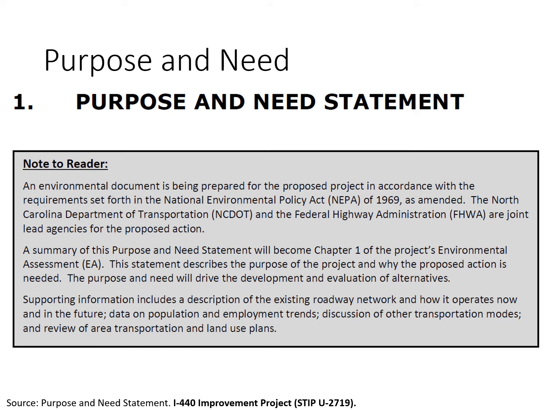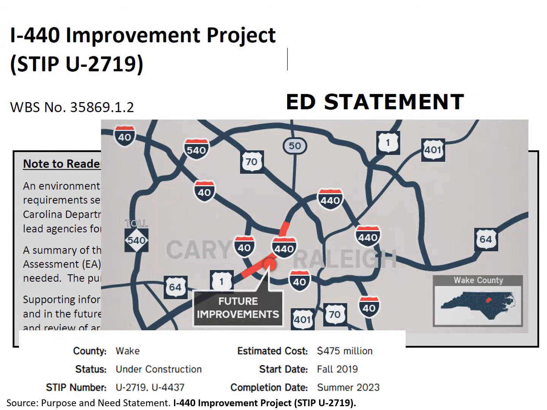The purpose and need is a very important part of environmental documents. And so I'm going to focus on some of the highlights and information that's included in a purpose and need statement within an environmental document. In particular, this is part of an environmental assessment, so an EA document. And this is for a project on I-440 around the city of Raleigh, North Carolina.